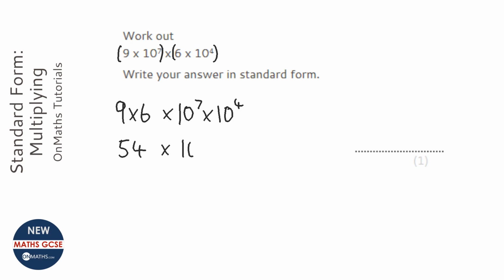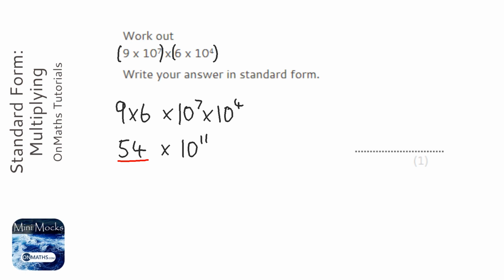And when we multiply two powers of the same base, the base is 10 at the moment, you add the powers together, so that's going to be 11. Now we've got a little problem here. This number here is not in standard form. It needs to be between 1 and 10, not including 10.